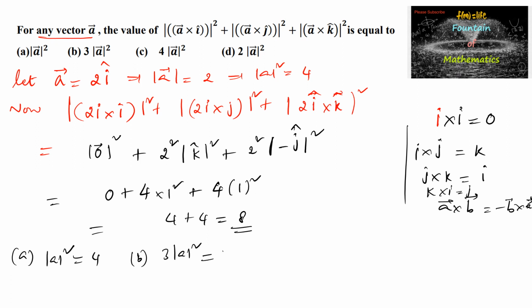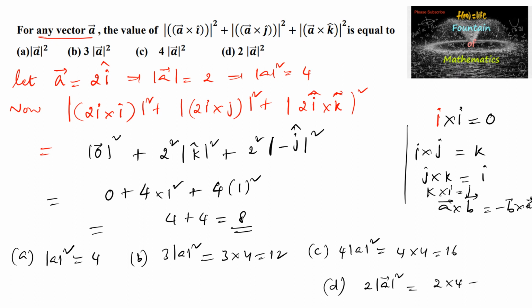3 times mod a square, that is 3 times 4, which is 12. And option C, 4 times mod a square, that is 4 into 4, 16. And option D, it is given 2 times mod a square, which is equal to 2 into 4, which is 8. So among the 4 options, we can choose the fourth one.